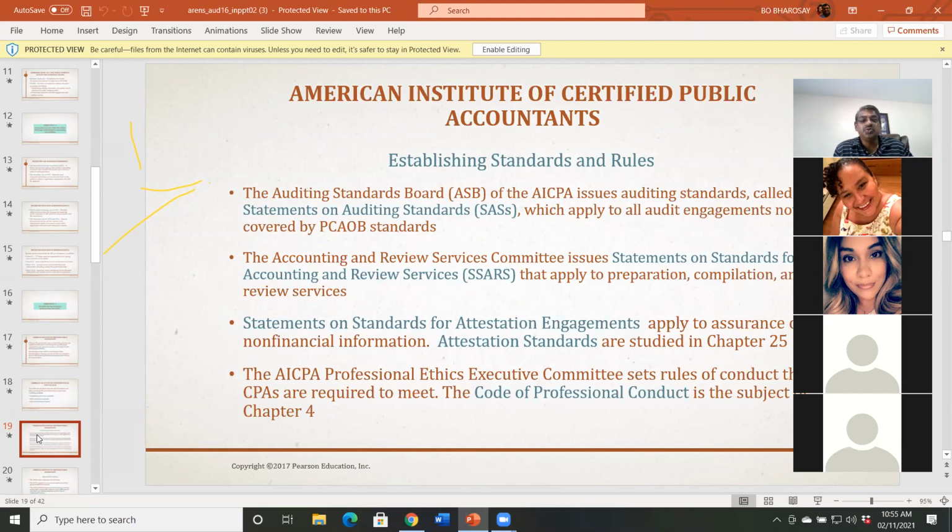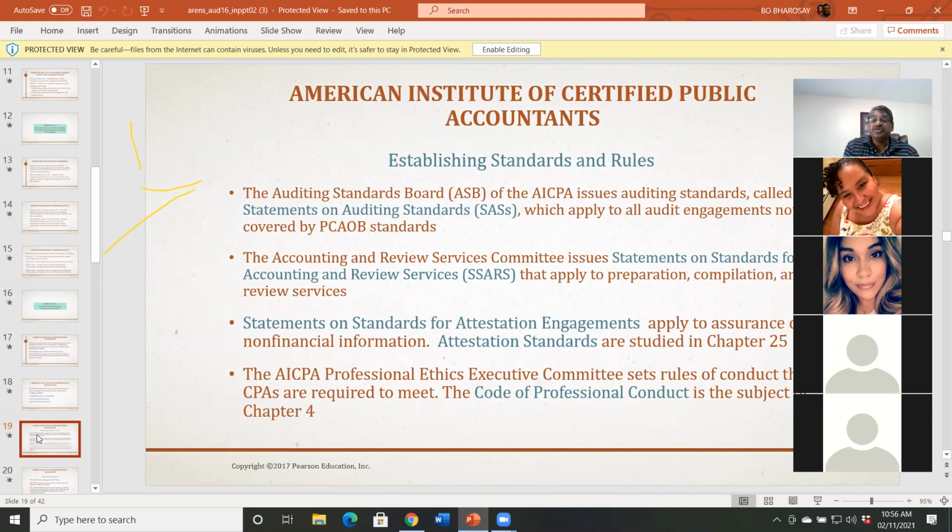What are some of the standards and rules that were established? The Auditing Standards Board of the AICPA issues auditing standards called Statements on Auditing Standards. Most of these statements are adopted by the SEC, and these statements govern all non-public companies. So although the AICPA does not have direct control over the public companies, they do have an indirect control through the SEC, because a lot of what the AICPA does, the SEC adopts.